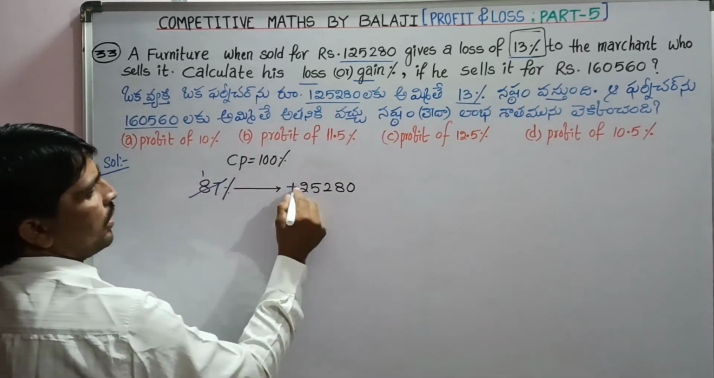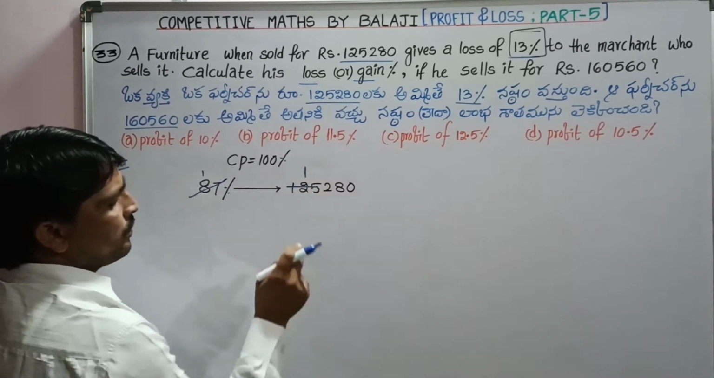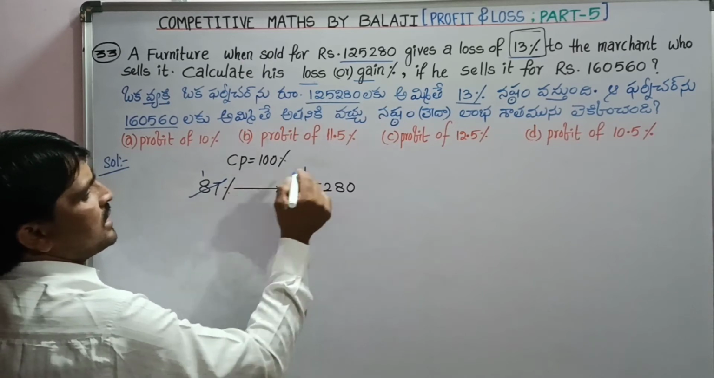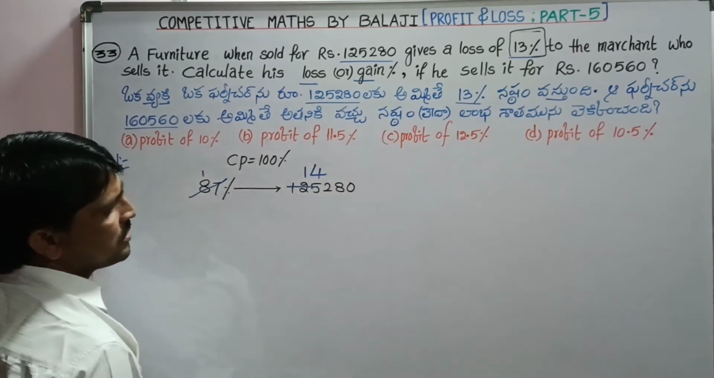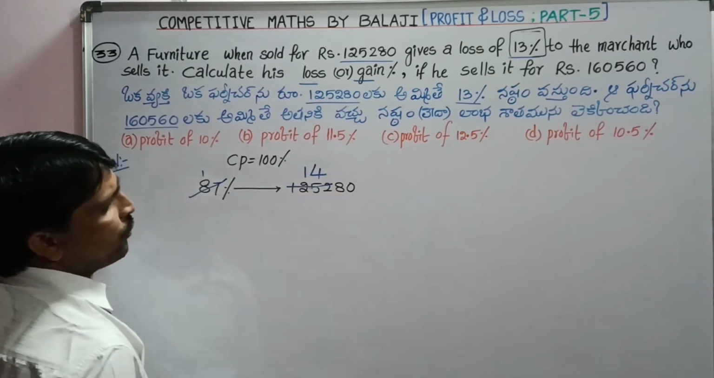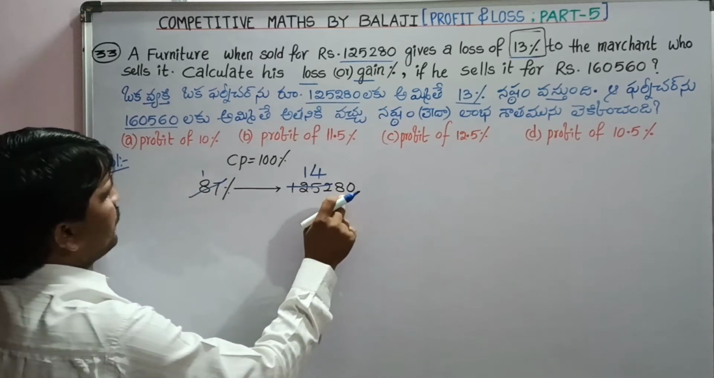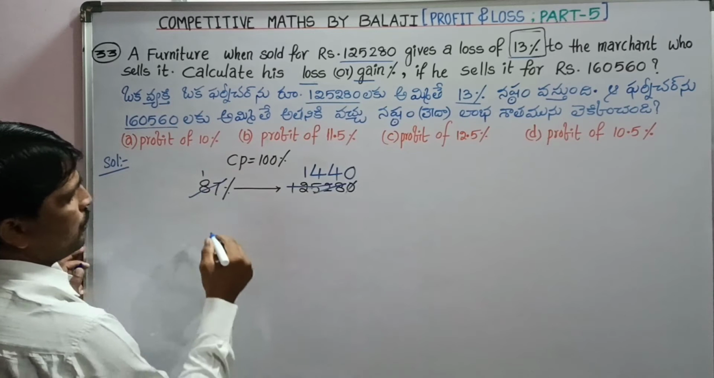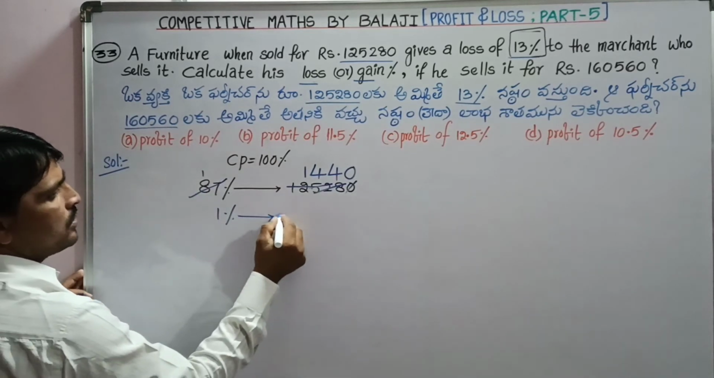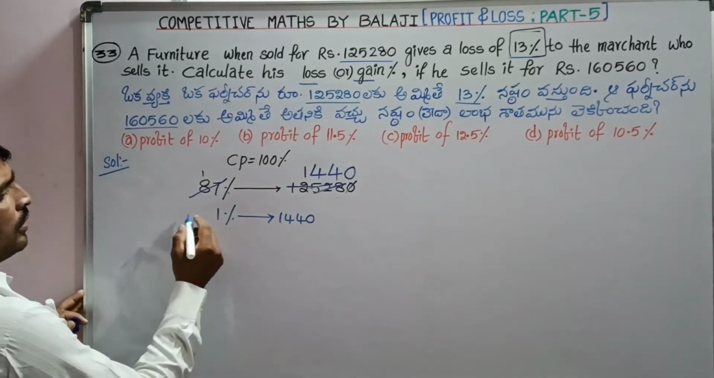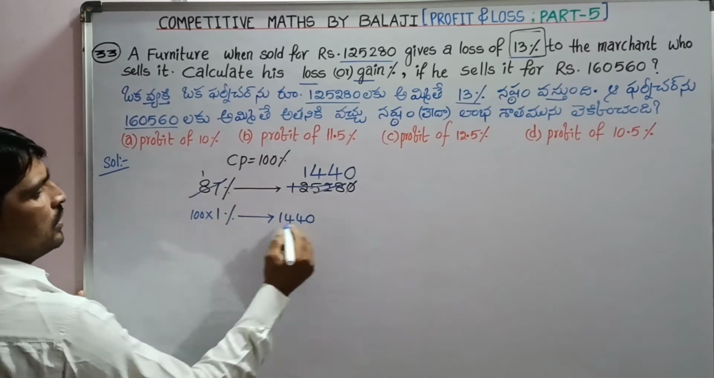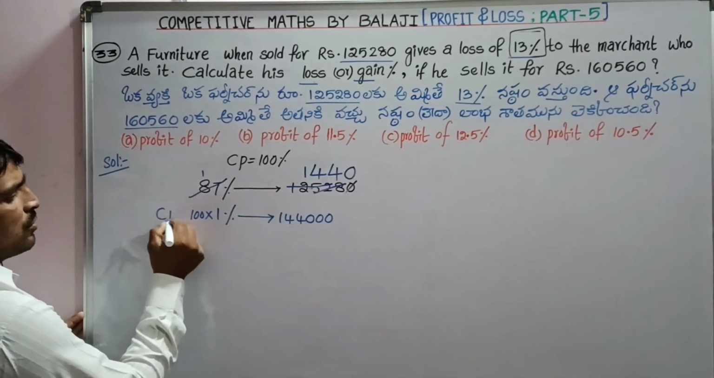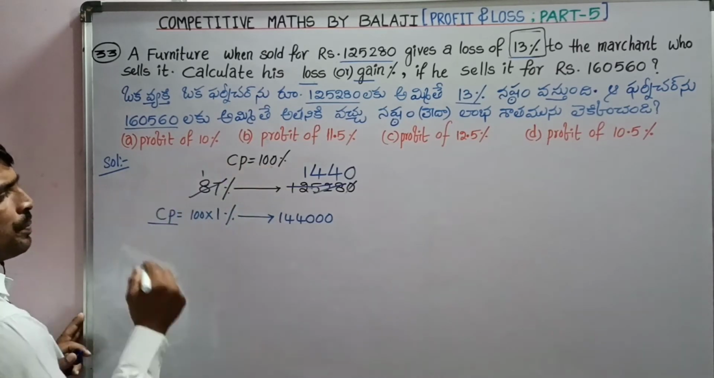87 ones are 87. 13, 25, 38, remainder 382. 87 fours are 348. So again 34 remainder. Drop 8, 348. Again 87 fours are 348, and 87 zeros are 0. That is, 1% amount is 1440. Then what is 100% amount? That equals 1,44,000. This is CP actually. 100% amount is nothing but CP.